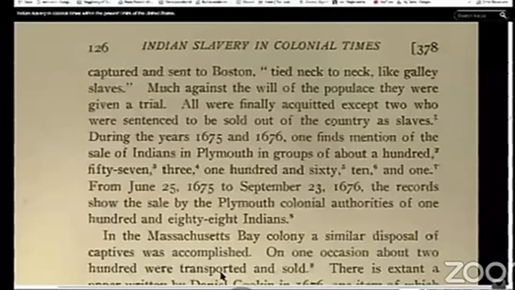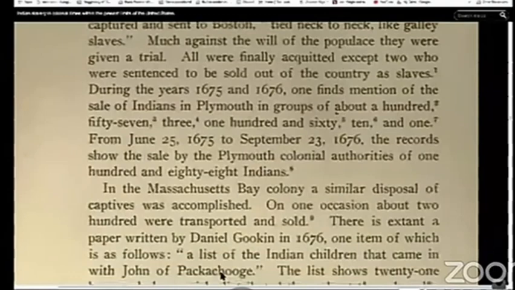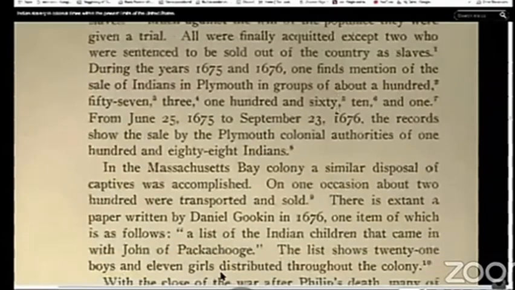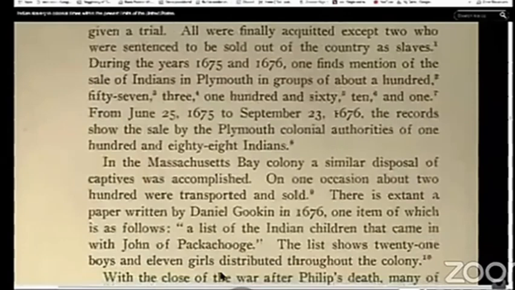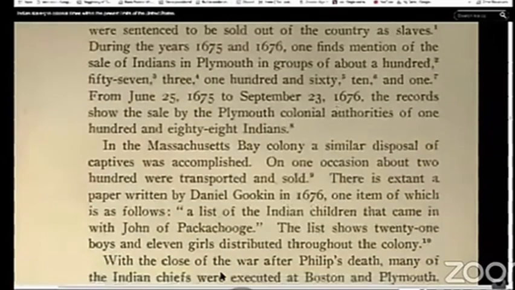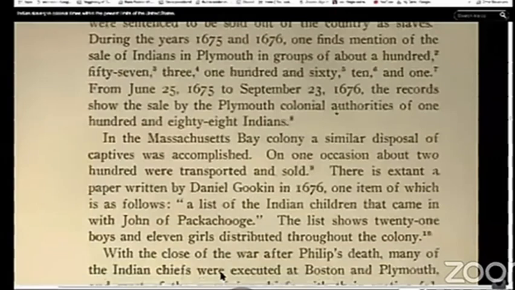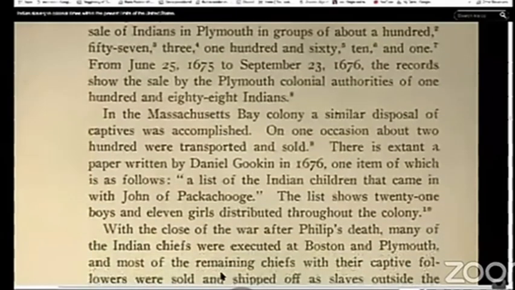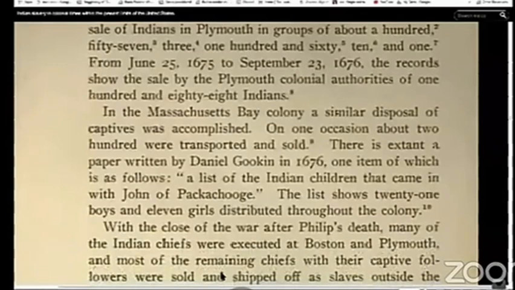From June 25, 1675 to September 23rd, 1676, the records show the sale by the Plymouth Colonial authorities of 188 Indians. In the Massachusetts Bay Colony, a similar disposal of captives was accomplished. On one occasion, about 200 were transported and sold. There is extant a paper written by Daniel Gookin in 1676, one item of which is as follows: a list of the Indian children that came in with John of Takakuhi.